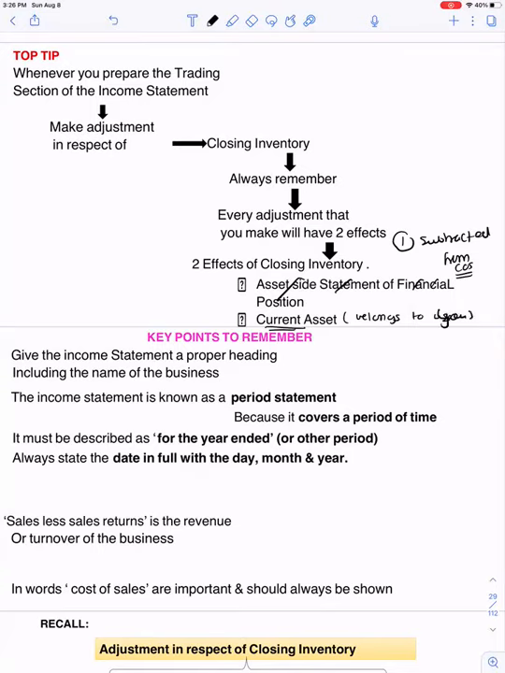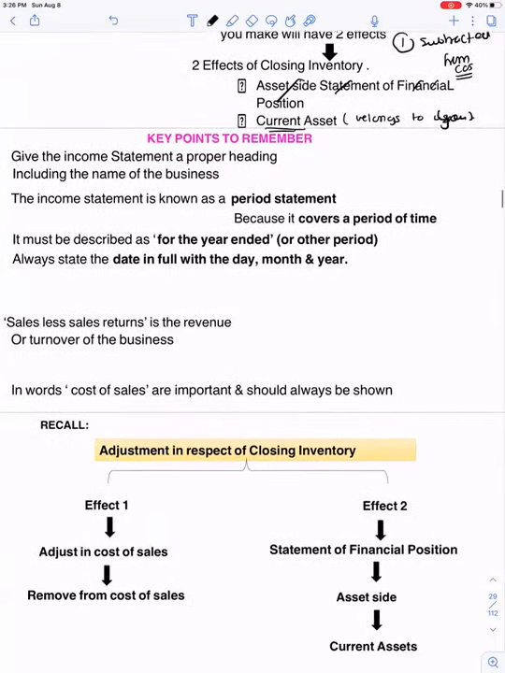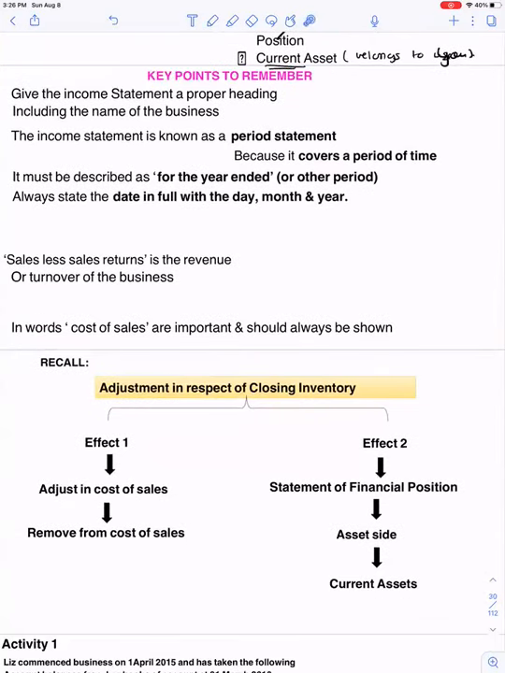Okay? The key points that you have to remember is that you have to always give your income statement a proper heading. Include the name of the business. Income statement is also known as a period statement. Why? Because it covers a period of time. It must be described as income statement for the year ended. Always write the date in full with day, month, and year.